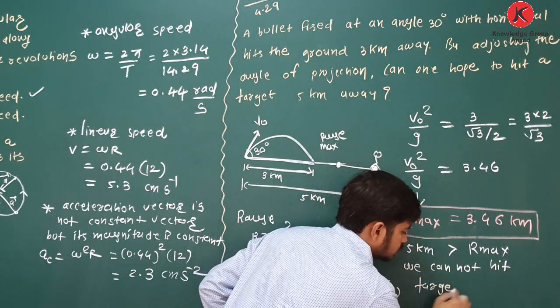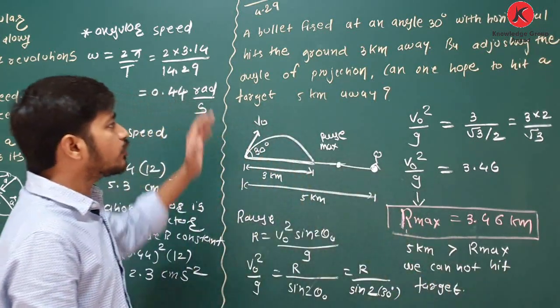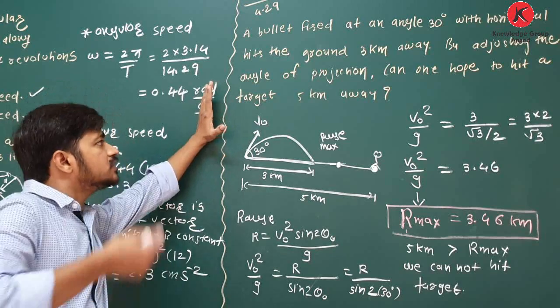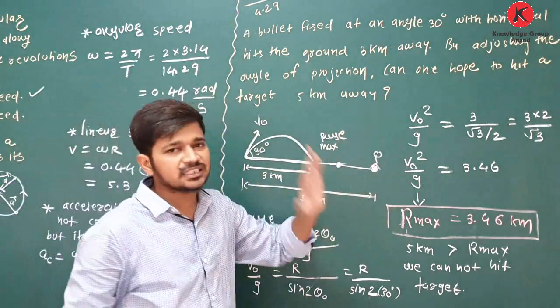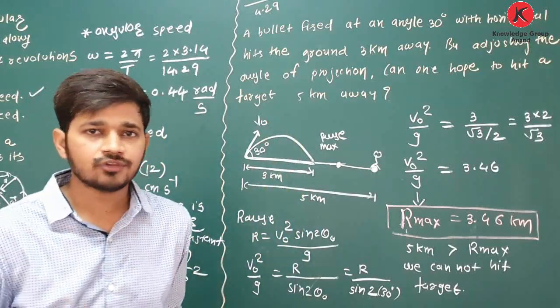Clear about this? So whenever you are asked whether one can hit a target, how far one can throw up to this distance, you have to find the maximum range. Clear about this? Right.